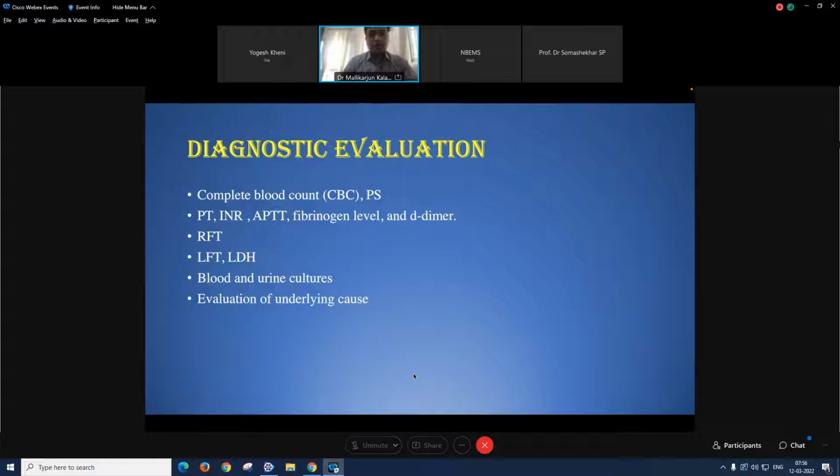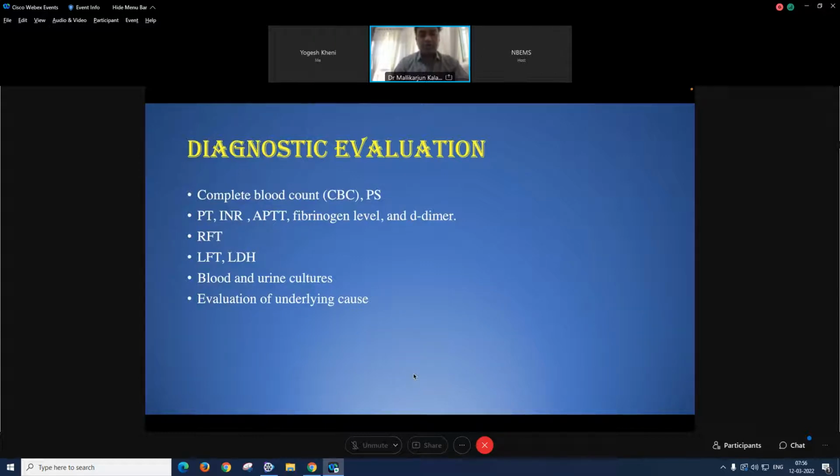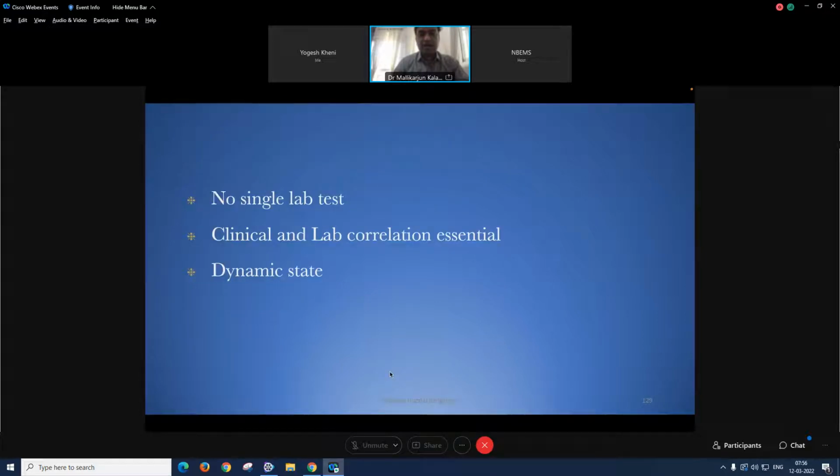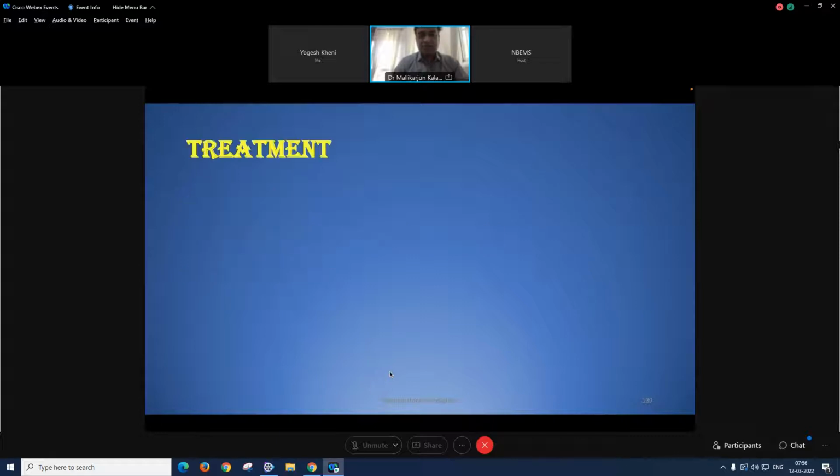So when you talk about DIC, diagnosing is very simple. You do a complete blood count, do a coagulation screen, D-dimer levels are extremely high, make sure you're not missing a significant liver and kidney dysfunction. And there is no single lab test. You always look at the clinical background and then look at the laboratory test and then try and diagnose DIC.